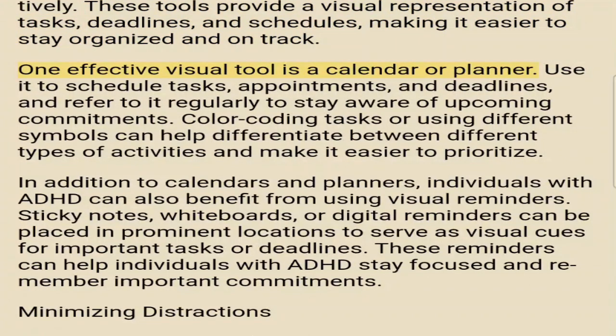One effective visual tool is a calendar or planner. Use it to schedule tasks, appointments, and deadlines, and refer to it regularly to stay aware of upcoming commitments. Color-coding tasks or using different symbols can help differentiate between different types of activities and make it easier to prioritize.